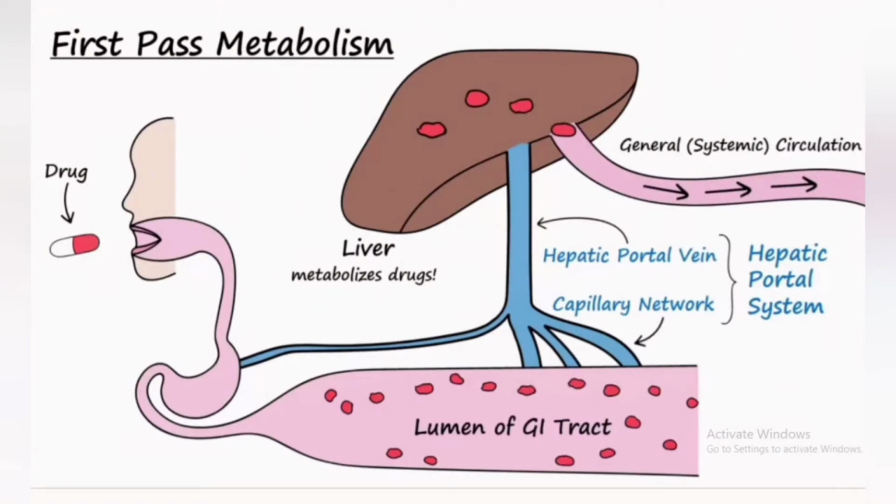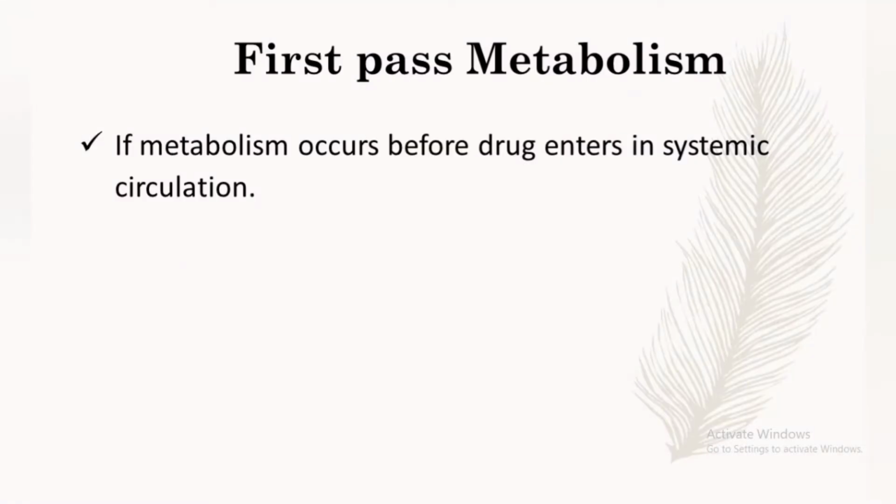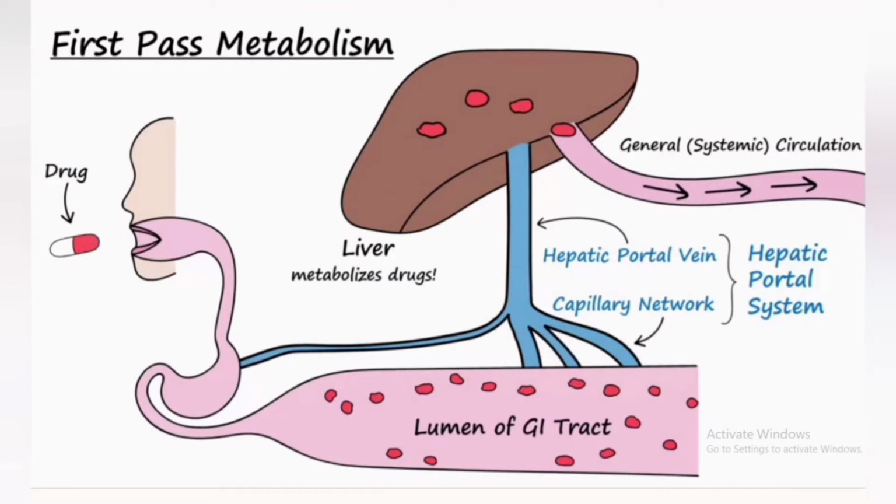Another term is first pass metabolism, which is also an important part of pharmacokinetic study. First pass metabolism is defined as the metabolism of a drug that occurs before the drug enters our systemic circulation. It is also known as pre-systemic metabolism. Whenever we take a drug, from the small intestine, large intestine, or stomach, it directly reaches the liver, or some enzymes present in our lumen metabolize the drug and interfere in the bioavailability of the drug.